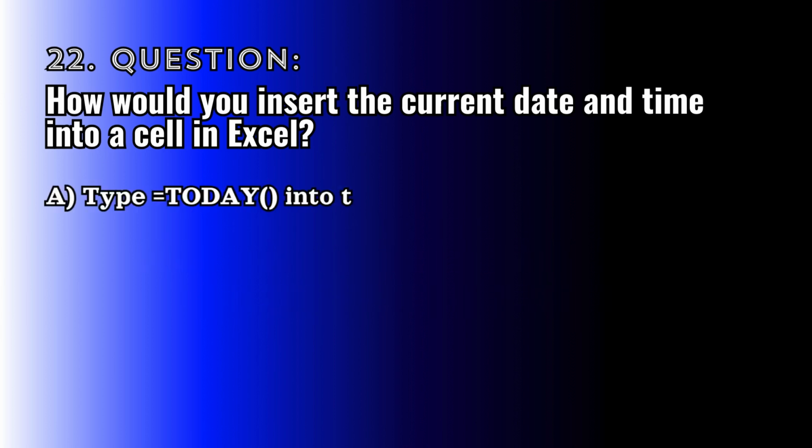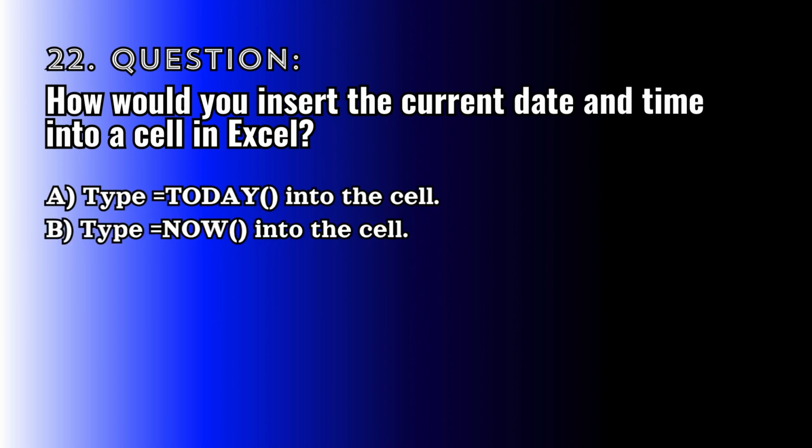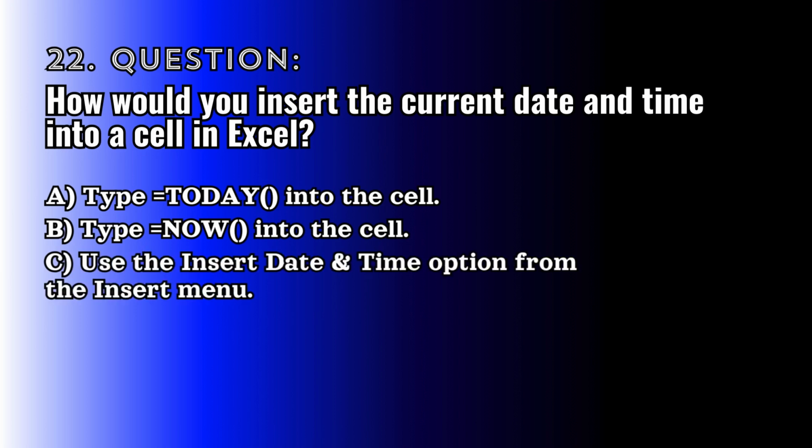Option A. Type today into the cell. Option B. Type now into the cell. Option C. Use the insert date and time option from the insert menu. And option D. Press Ctrl plus Shift plus D.